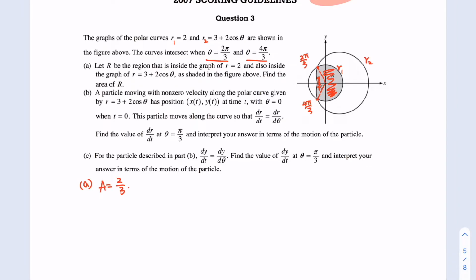2/3 of the circle, which is pi times r squared, plus 1/2 integration from, you can call it theta 1 or theta 2, or you can directly write this r2, (3 plus 2 cosine theta) squared d theta. You can plug this into your calculator, and the answer is 10.37.